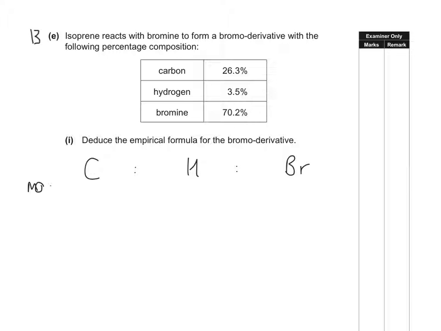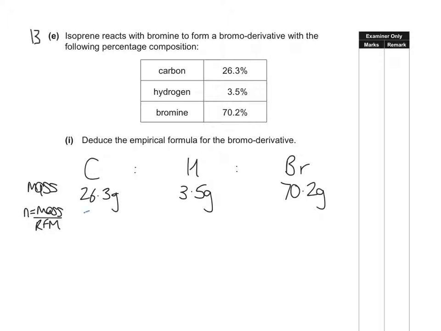So first of all, you start with the mass. So we have 26.3 grams of carbon, 3.5 grams of hydrogen and 70.2 grams of bromine. So we need to then work out the number of moles. We do that by using n equals mass over RFM.